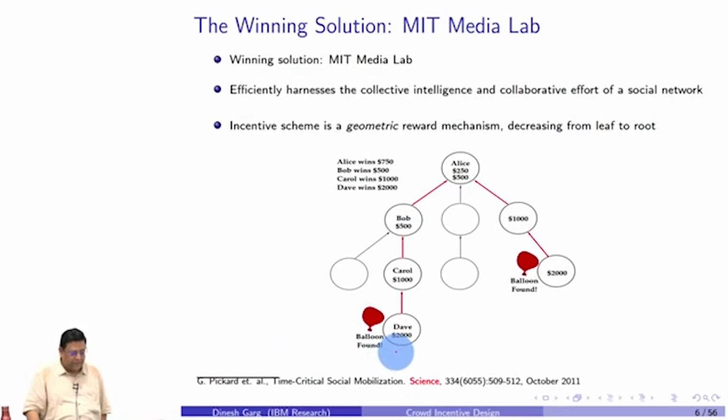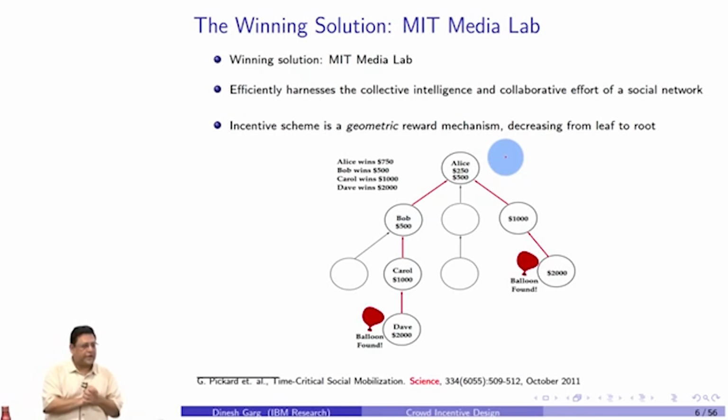So the scheme MIT designed was the following. There was a $40,000 reward for 10 balloons. They divided that $40,000 reward money equally across all the balloons, so $4,000 per balloon. Now the idea was very simple. Whoever spots the balloon gets $2,000. The person who recruited that person gets half of it, and the person who recruited that person, Carol, again gets further half of it. So it's a geometric reward. As you go from the leaf node till the root, at every successive step the reward of the person becomes half of its child's.